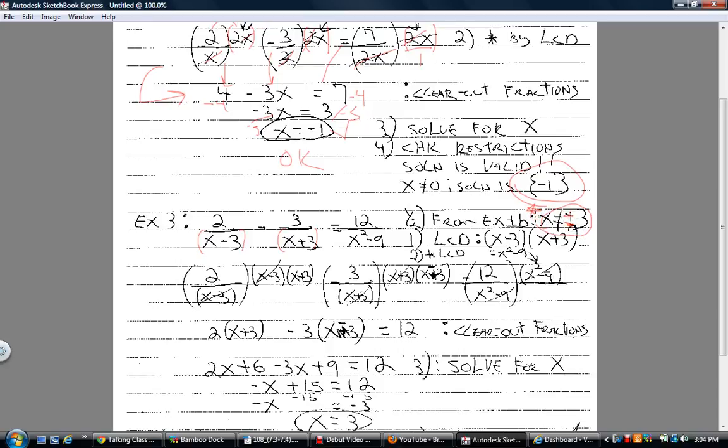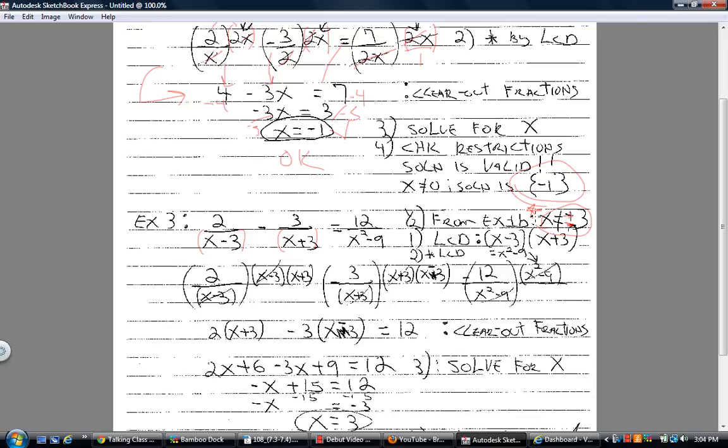Now look, here's the deal. You cannot find any shortcuts here. You've got to go through here. It's nice to know what the restrictions are, what x cannot be equal to, but you've got to figure out what you find for solutions for x, and then you've got to make the comparison.